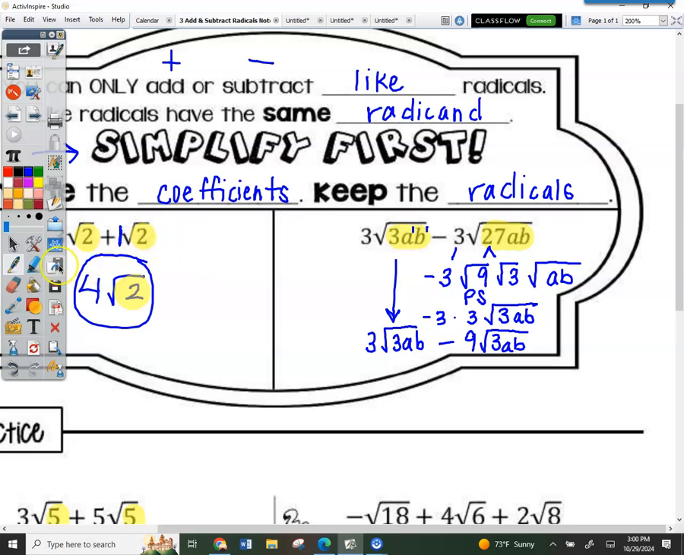I hope y'all are staying with me. Yeah, I can combine this. This 3ab matches this 3ab. So we end up with, watch your sign, -6 square root 3ab. That's our answer.